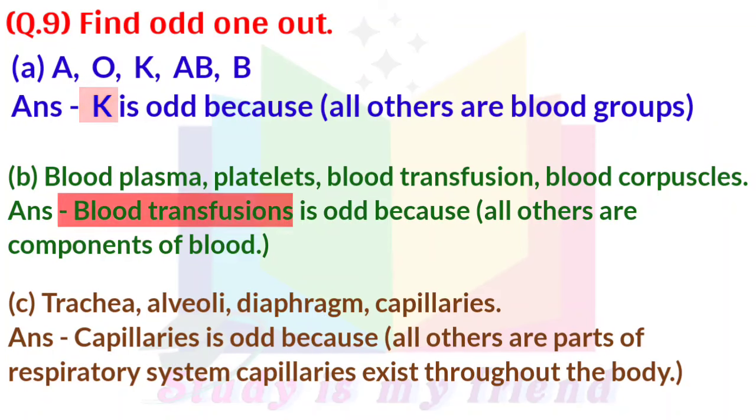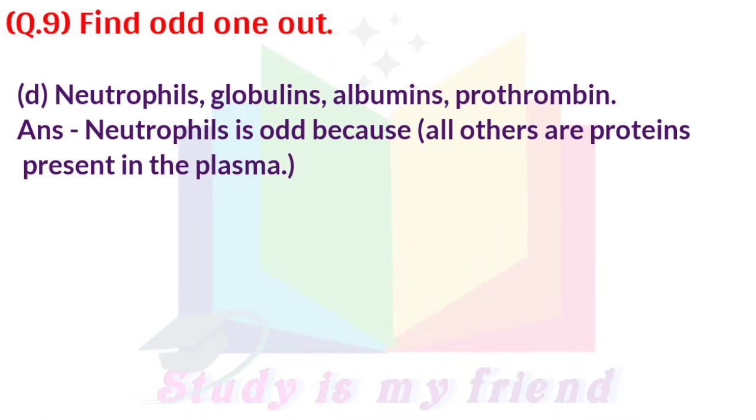C. Trachea, alveoli, diaphragm, capillaries. Answer: capillaries is odd because all others are parts of the respiratory system. Capillaries exist throughout the body. D. Neutrophils, globulins, albumins, prothrombin. Answer: neutrophils is odd because all others are proteins present in the plasma.